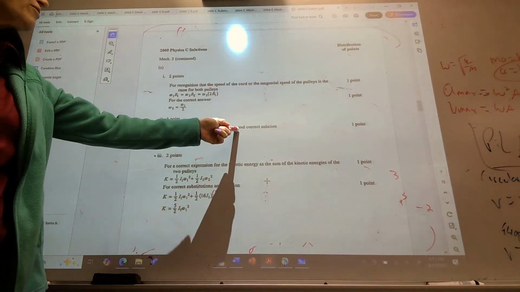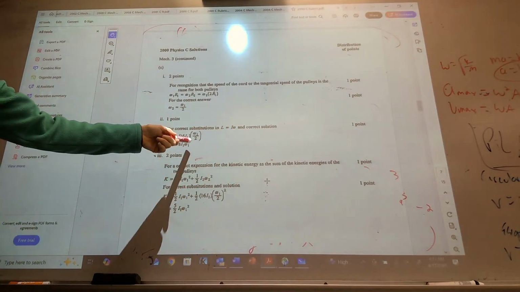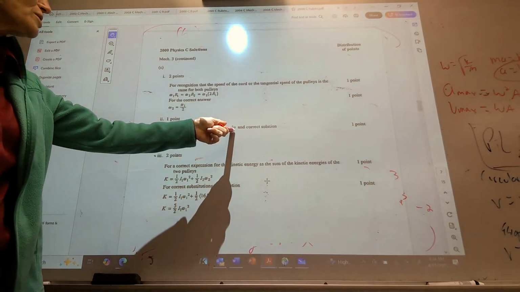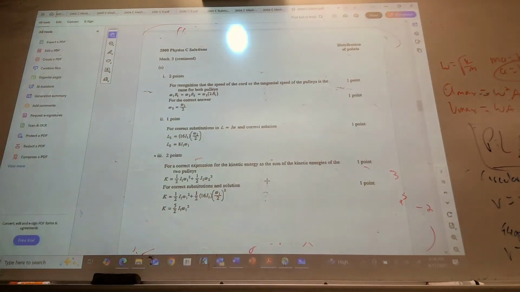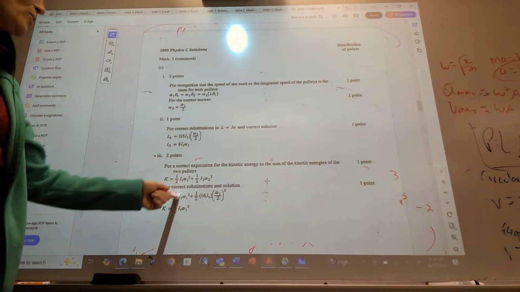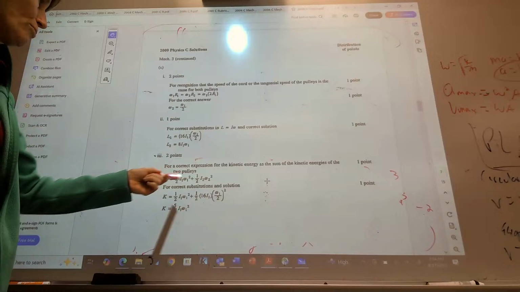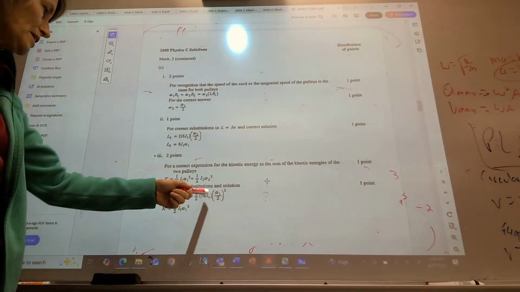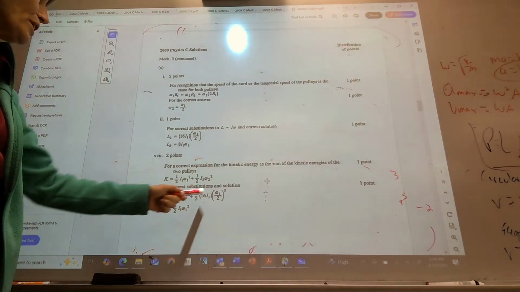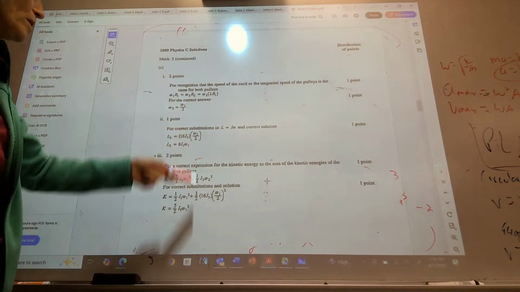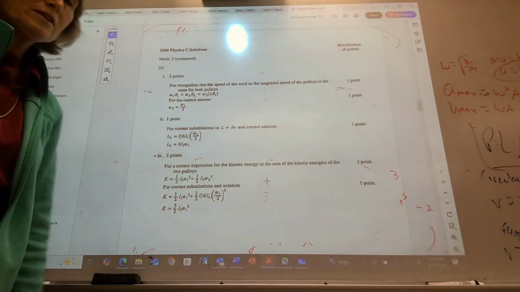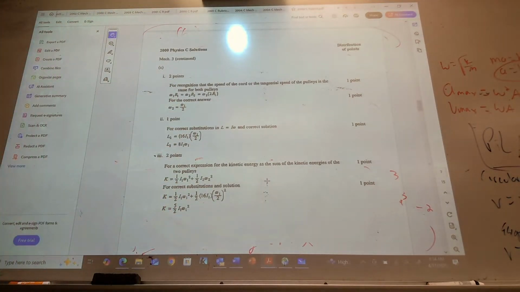Just subbing in for angular momentum, for correct substitutions, L equals I omega. If you had the wrong I and the wrong omega, you subbed in, you get full credit. For writing that you have your 2 types of kinetic energy, you got a point that they're both moving, they're both rotating, and then subbing in you got points for correct substitutions and solution. But if you had the wrong answers and you plug them in, you still get your point.